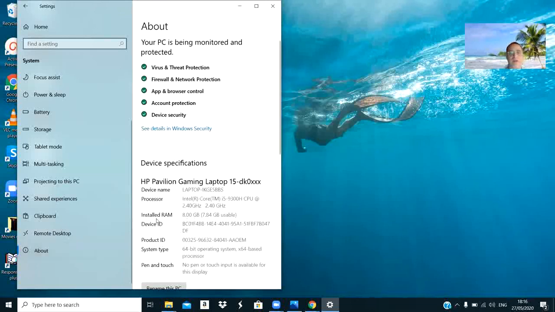Here, it says installed RAM, 8 gigabytes. Doesn't tell me what. Tells me the speed of the processor. We talked about that, how many gigahertz it runs at. But it doesn't really know. It's interesting. The software doesn't know. From the software's perspective, it's just fine.